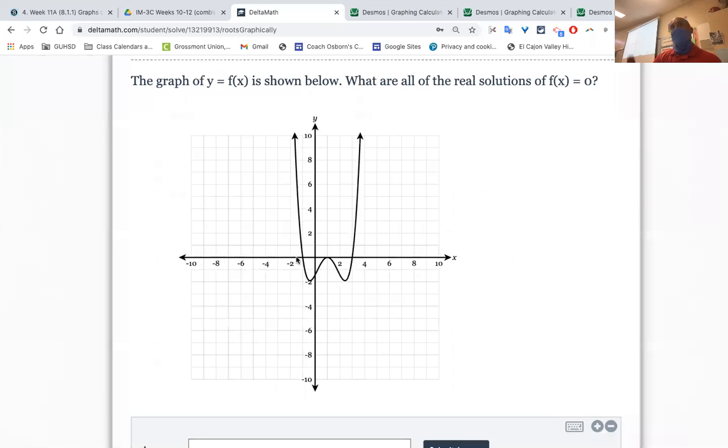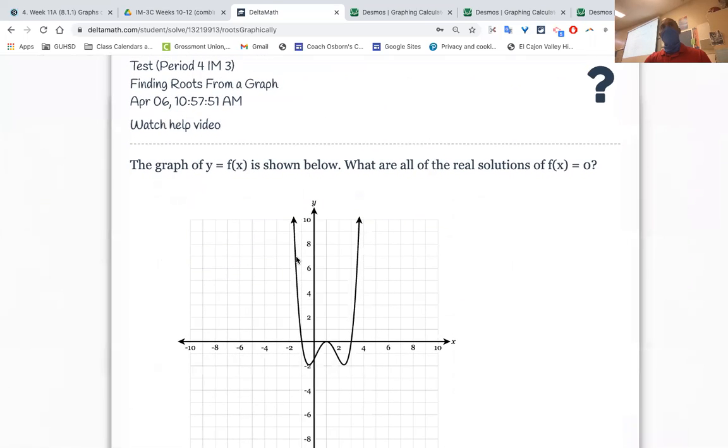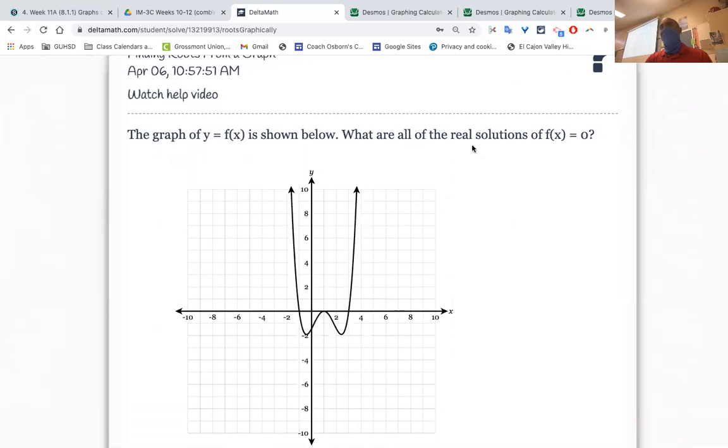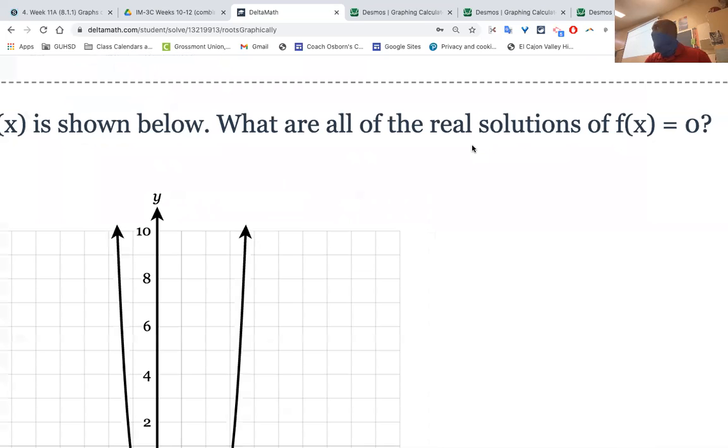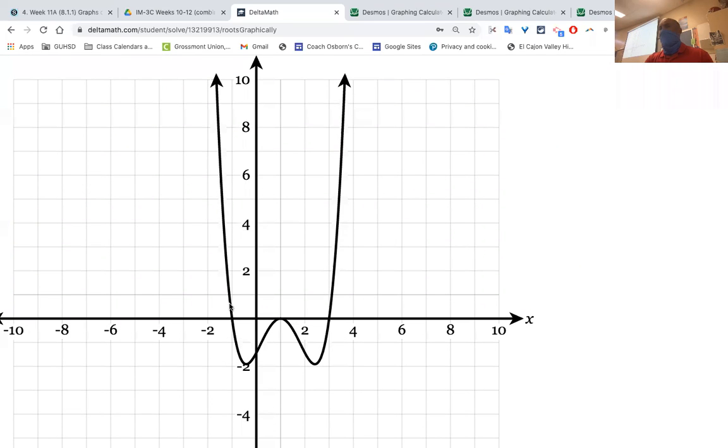The first thing we want to recognize is, how do I find the roots of a polynomial? Because that's what this question is asking for: find the roots, or what are the real solutions for when f of x equals 0? What are the roots for this? Anybody know?